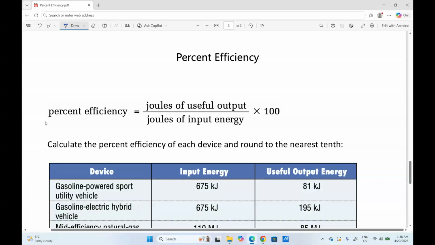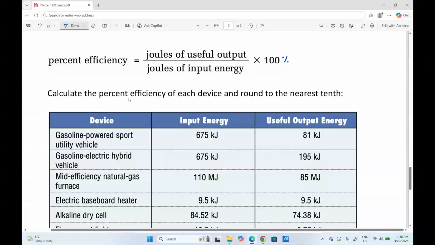The formula for percent efficiency is the joules of useful output energy divided by the total joules of input energy times 100%. We're going to calculate some percent efficiencies for each of these devices, and we're going to round the answer to the nearest tenth, such that if I get an answer for percent efficiency that goes past the tens place, I would just round it to the nearest tens.